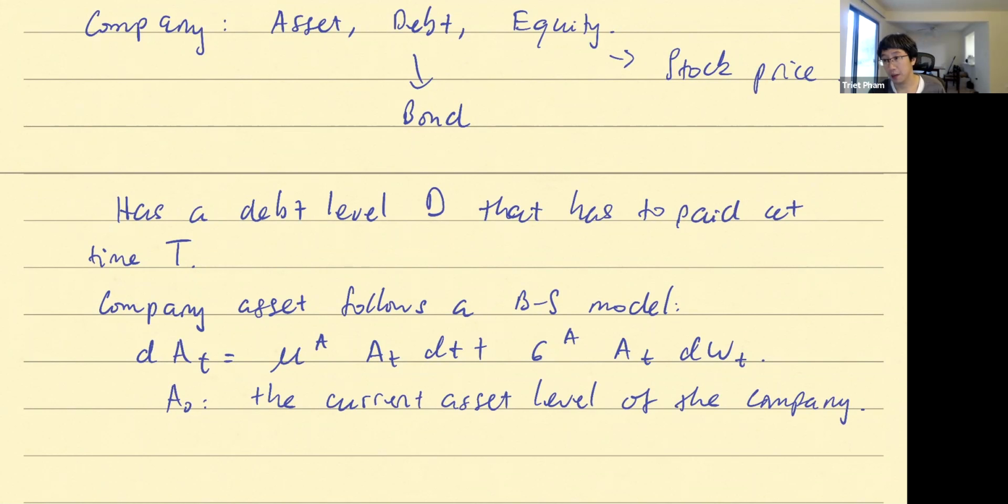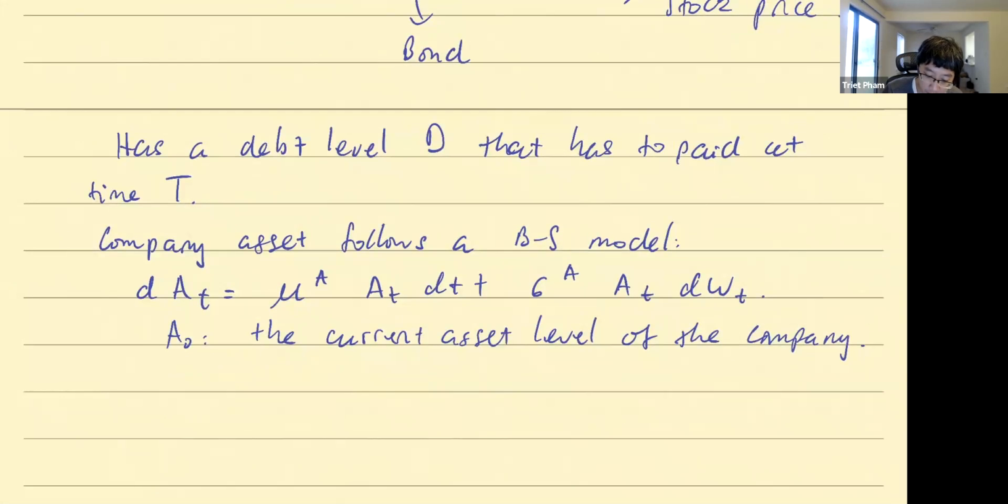Now, what happens at time D? At time D, the company is obligated to pay its debt, D. But again, the asset, basically how the company operates and generates asset, is subject to a random factor. It's subject to noise, shock, whatever.